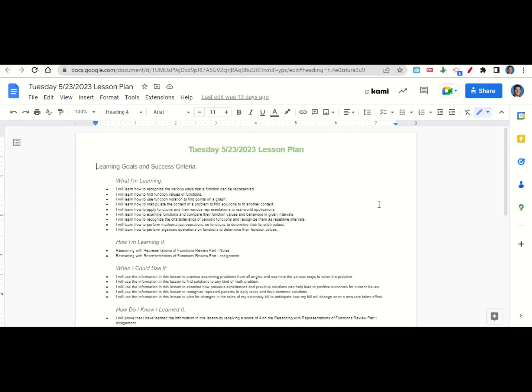Welcome, everyone. Let's begin our lesson for today by going over the learning goals and success criteria. First, what are we learning?